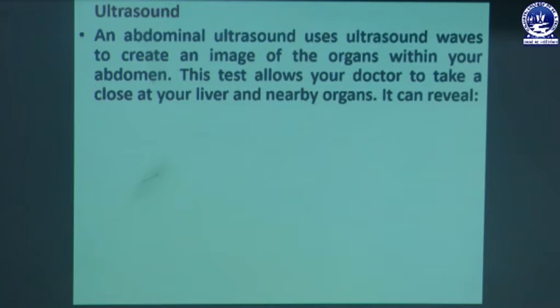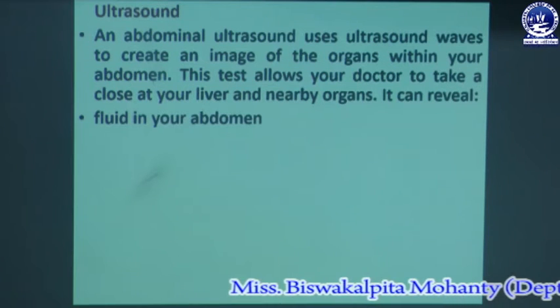And next is ultrasound. An abdominal ultrasound uses ultrasound waves to create an image of the organs within your abdomen. This test allows your doctor to take a close look at your liver and nearby organs. When the doctor is doing an ultrasound, it gives a close view of your liver and the nearby organs, and it can reveal fluid in your abdomen.